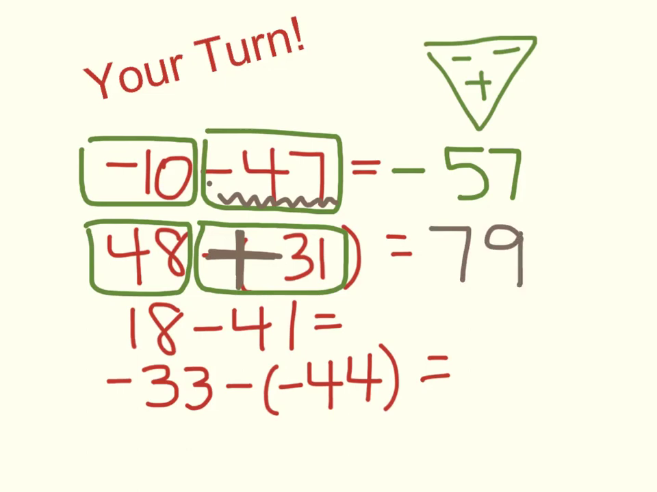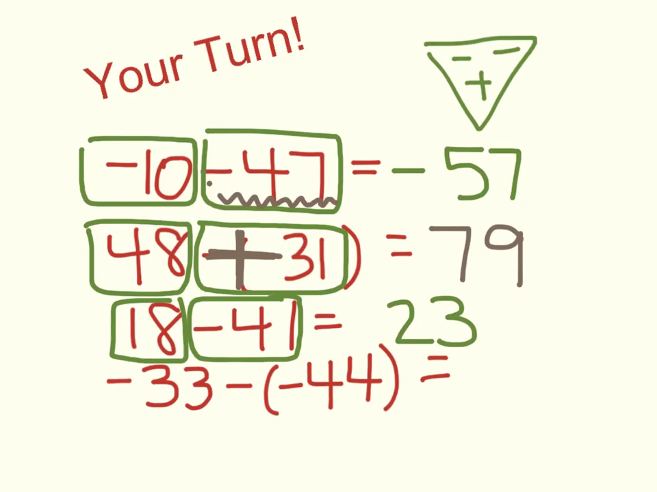And third question, circle my numbers and the signs in front of them. I have a positive and a negative here, which means I'm going to subtract the difference from each other. And when I do that, I get 23. And then I look for the number with the biggest absolute value, which is 41. It's the biggest number. And so it's a negative sign there, so my answer is going to be negative 23.